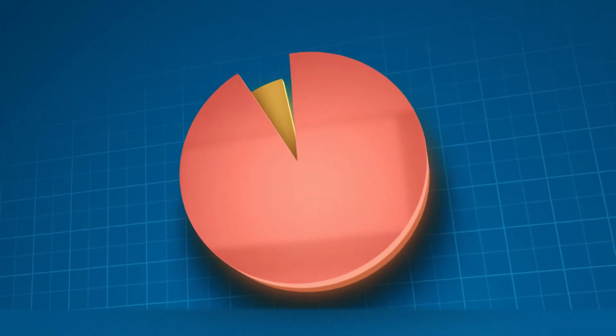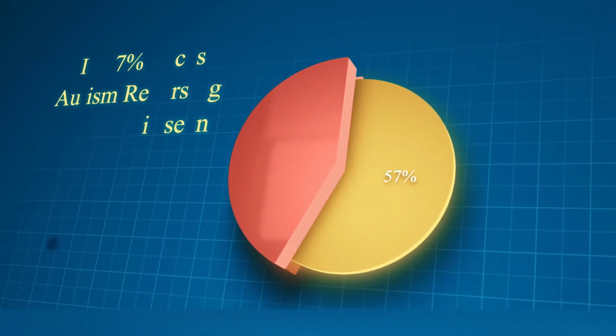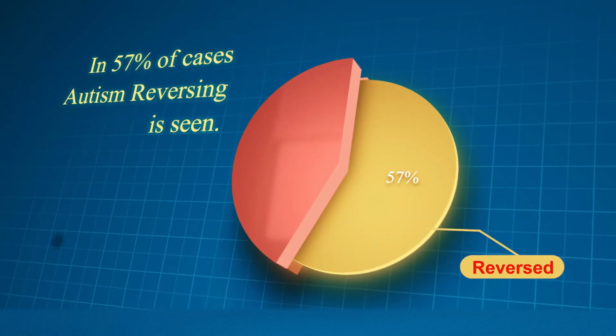Also, the type helps us to explain to the parents the prognosis of the child with autism. How far we can reverse his autism. Mind you, autism is reversible, but not in all cases. In our experience, we have seen that 57% of the children who have come to us with autism, we have been able to successfully reverse the symptoms of autism.